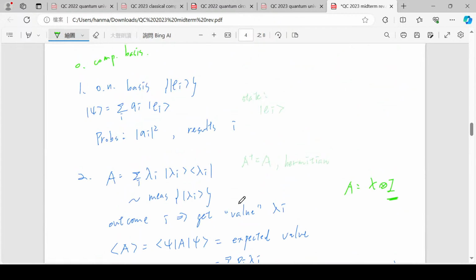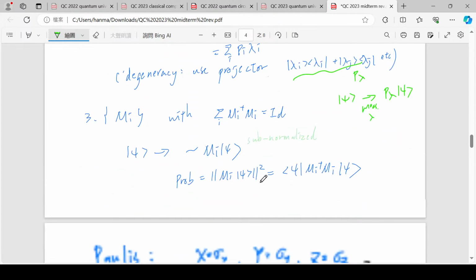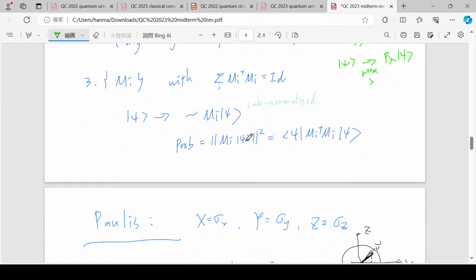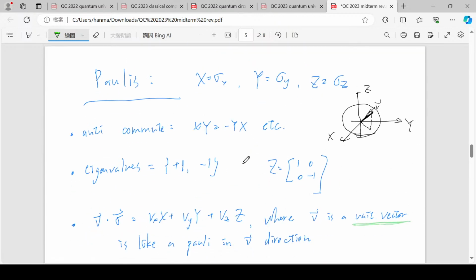Okay, so those are measurements in the quadrant. There will be measurement questions just like there are in the homework. Okay, and so let's talk a little more about Paulis.